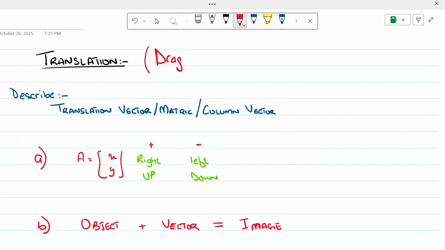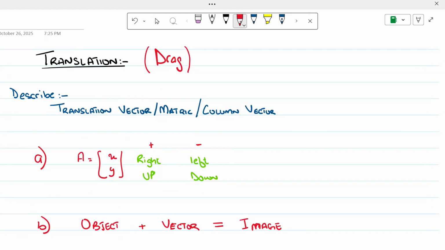Whenever we see a certain object that is of the same size, we always consider it a translation because it's dragged from point A to point B. Now coming to how we're going to describe translations.